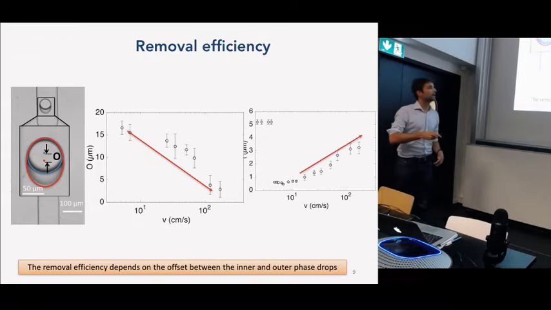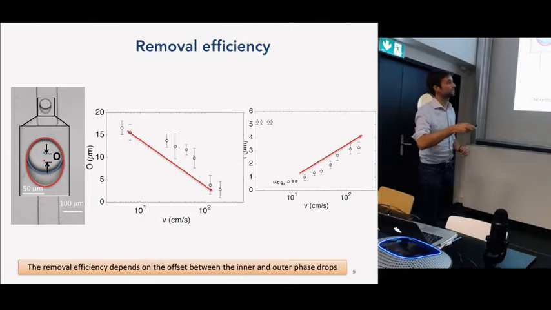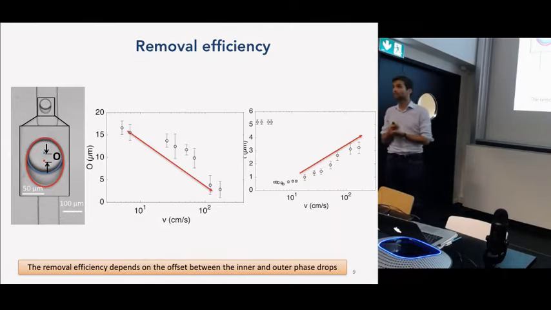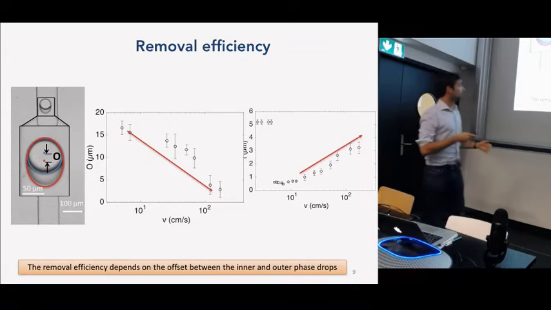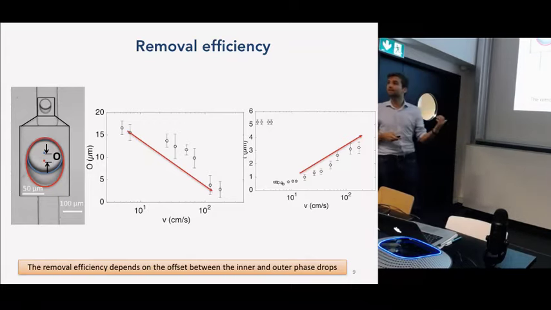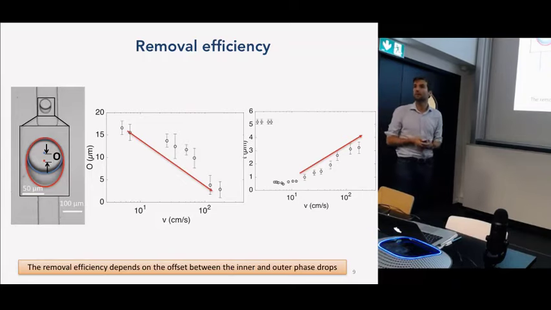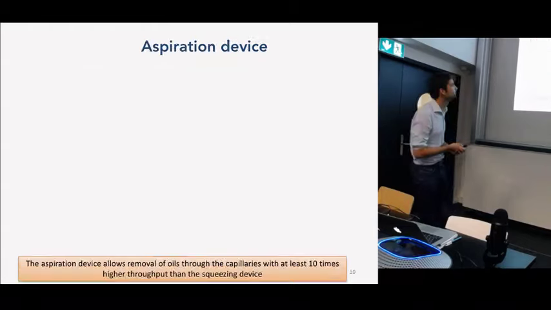And that's consistent with the fact that the shell thickness, the efficiency of the removal of the oil, is reduced as you increase the speed. So what you want to get out of this is that the shape the drop has before it enters the constriction is important for the oil removal.